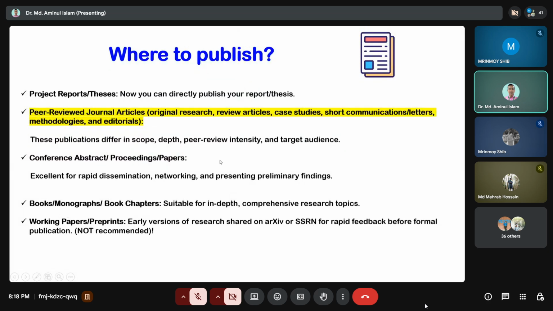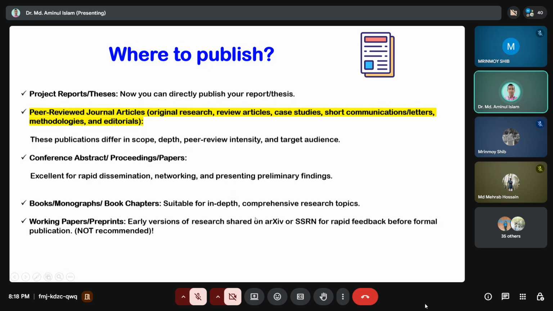Then you can publish your work as conference abstract, proceedings, or conference papers. These are really good for young researchers like you, because these are comparatively easier to attend a conference and publish a conference abstract, which is also recognized worldwide.